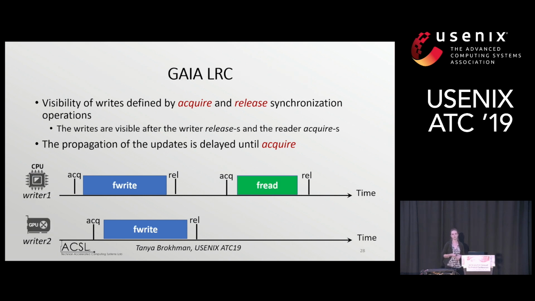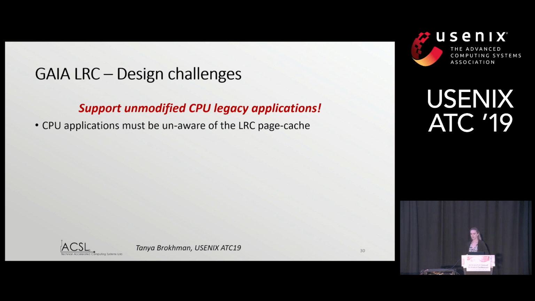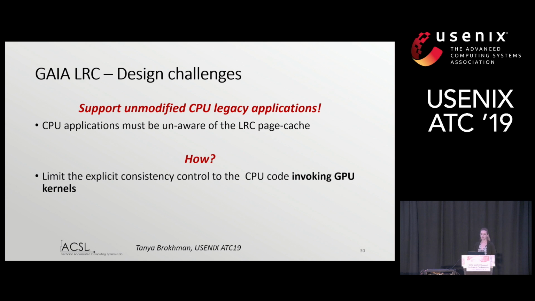Now, you might have already noticed a small issue with this protocol if one of the writers is a CPU, because we are now actually forcing the CPU to issue some consistency operations before each access to files, right? And this is, of course, a no-go. So we have to somehow make our synchronization operations transparent to CPU applications to keep them unaware of the weakly consistent page cache. And we do this by limiting the consistency control to the CPU code that invokes GPU kernels.